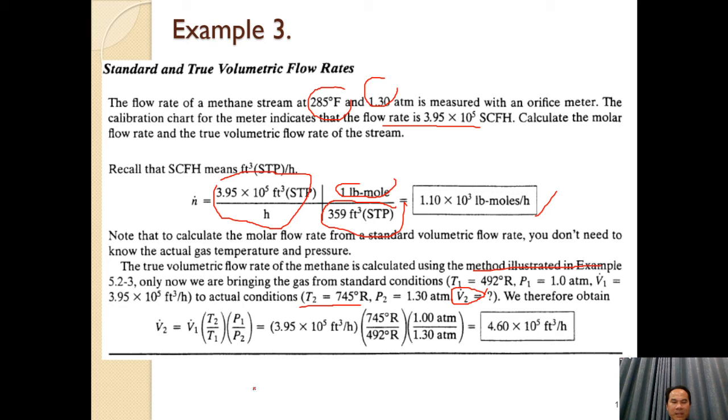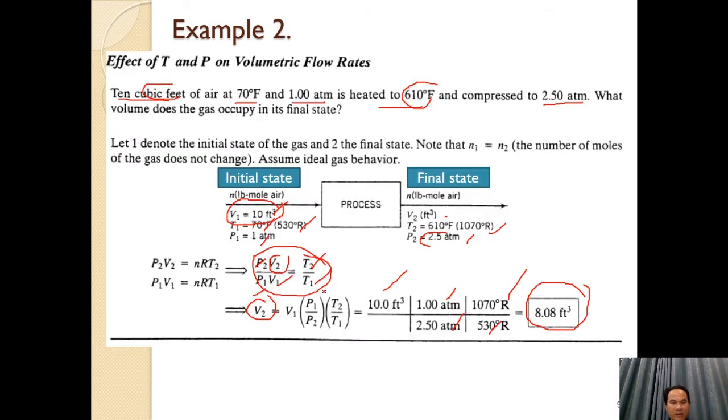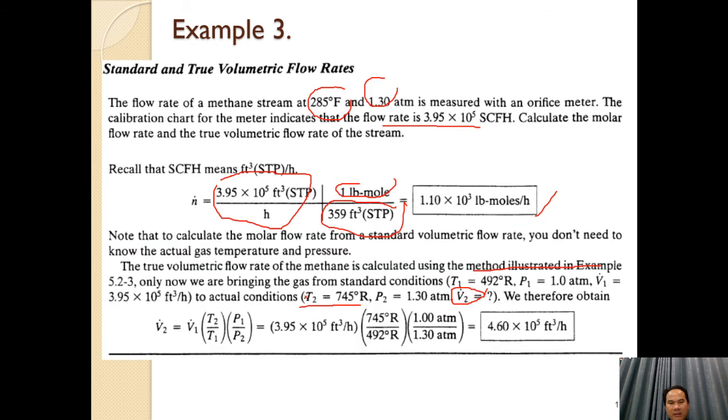For this case, you can use the same approach. P2 V2 equals n R T2, and P1 V1 equals n R T1. Because nR is the same, you get P2 V2 divided by P1 V1 equal to T2 divided by T1. Then you substitute V1, T1, T2, P1, P2, and you can calculate the true volumetric flow rate like this.